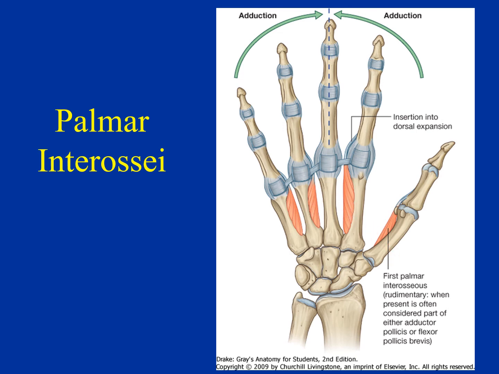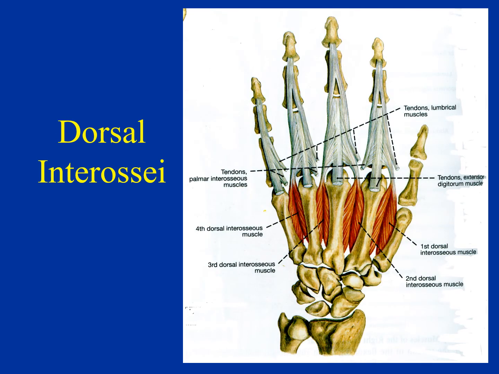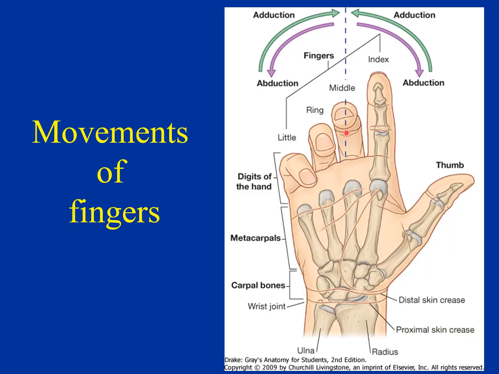Four muscles are arising on the palmar side, so we name them palmar interossei, and four muscles are arising from the dorsal side of the metacarpal bones. We name them dorsal interossei. So that is the most central part, or deepest part, of the palm, where we have the interossei muscles.